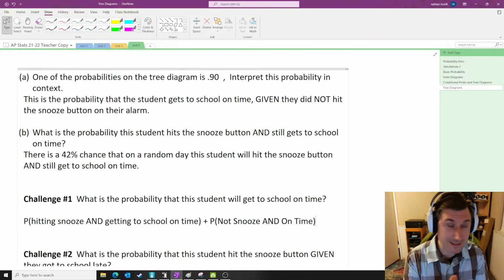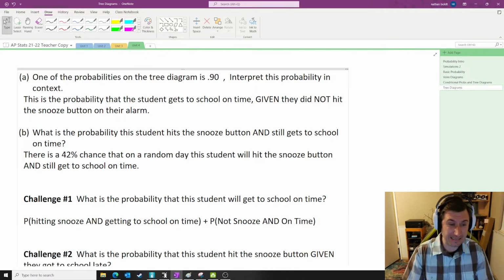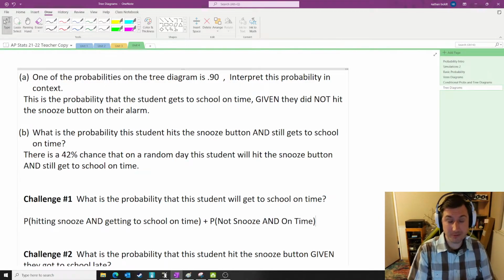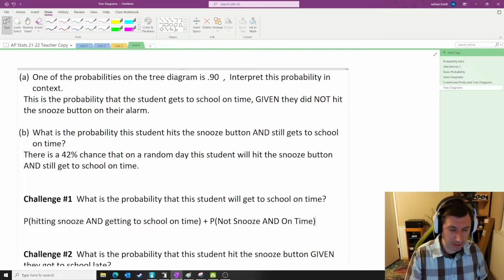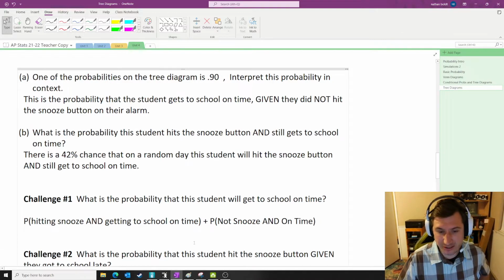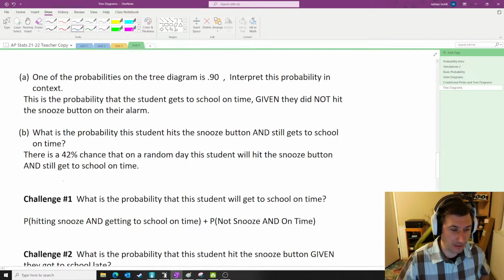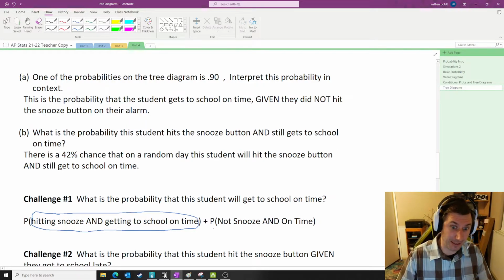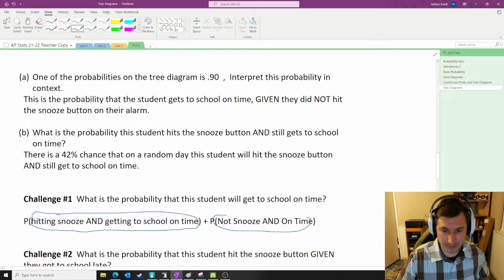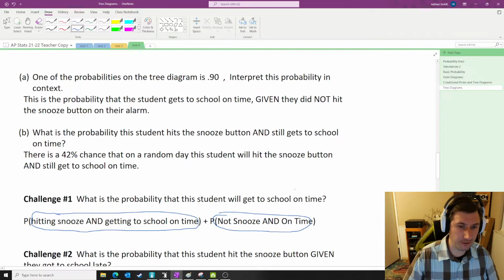Those are the only two ways this kid can get to school on time. They could hit the snooze button and get on time, or they could not hit the snooze button and get to school on time. And I am allowed to add those two probabilities because they are mutually exclusive. These two events cannot happen at the same time. Hitting the snooze button and getting to school on time cannot happen at the same time as not hitting the snooze button and being on time. We get to add those.